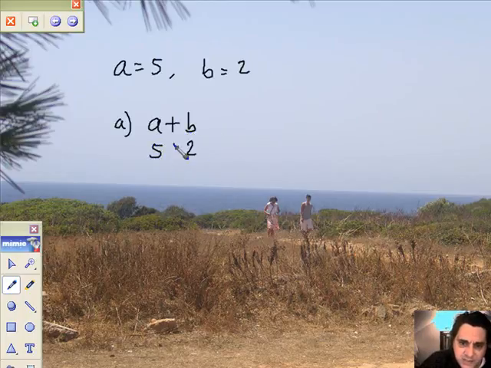B is worth 2, it says so. Then it says I've got to add them. Well, 5 plus 2 is 7. Okay, have a grade F on me. Let's do a more challenging one.